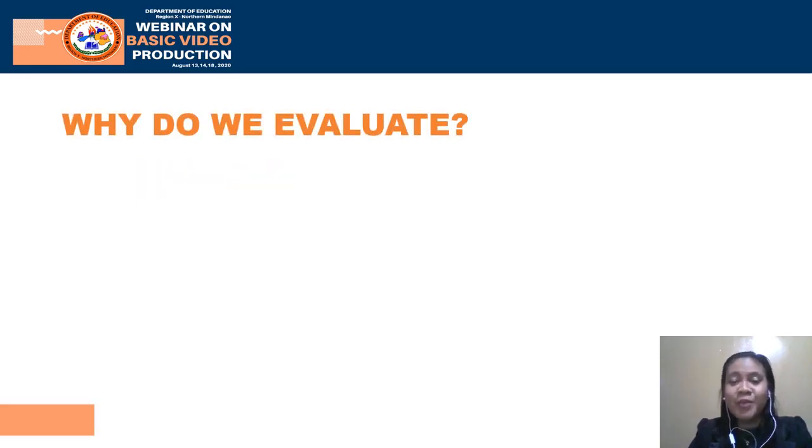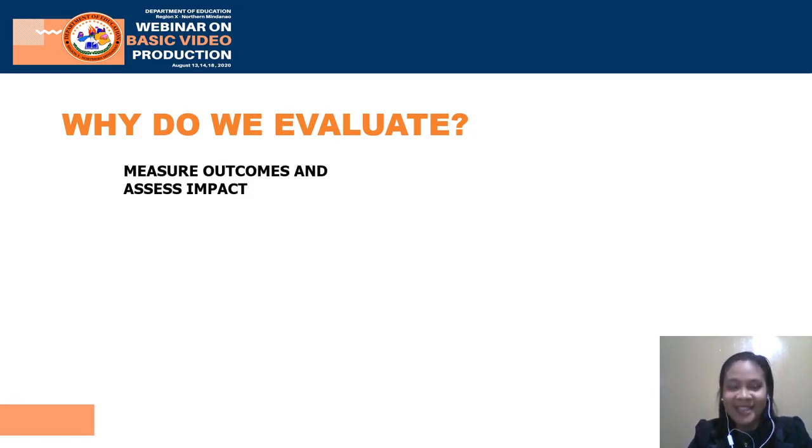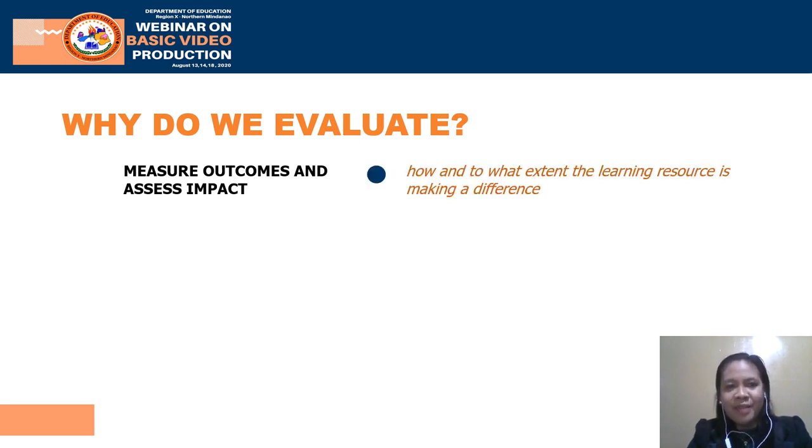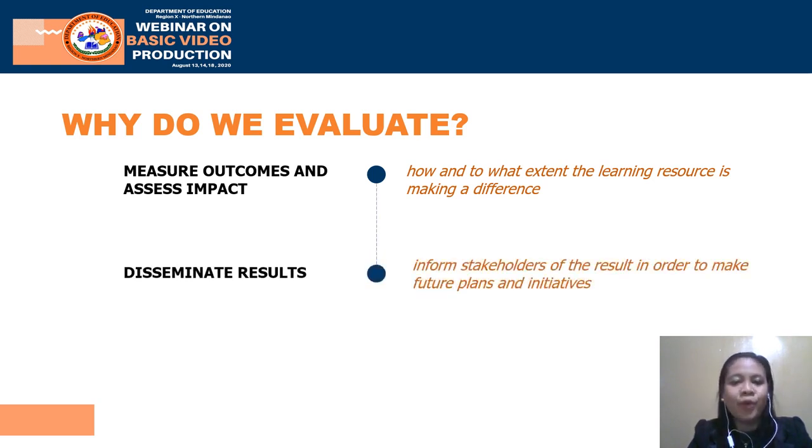Now, why do we need to evaluate? We need to evaluate in order to measure the outcomes and assess the impact. How do we do that? We do that by asking how and to what extent the learning resource is making a difference. The second one, we need to evaluate in order to disseminate results. This is to inform our stakeholders of the results in order to make future plans and initiatives.